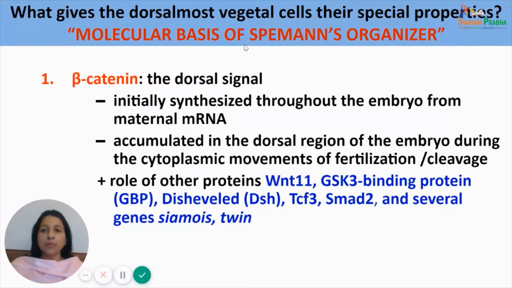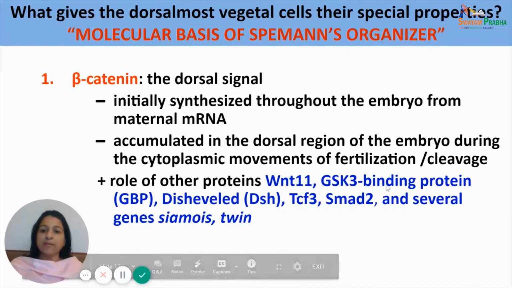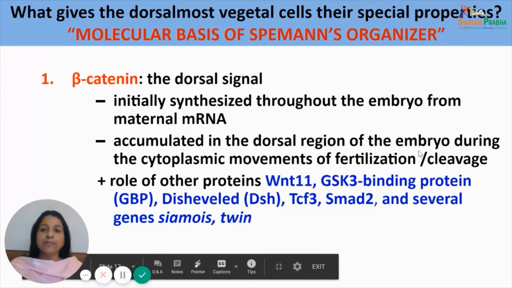The first and foremost molecule is beta-catenin, also known as the dorsal signal. Beta-catenin is initially synthesized throughout the embryo from the maternal mRNA stored in it. However, later it is accumulated in the dorsal region of the embryo during the cytoplasmic movements that occur during fertilization and early cleavage. Here, there is an important role of other proteins also, like Wnt11, GSK3 binding protein or GBP, Disheveled protein, TCF3, Smad2 and several genes like Siamois and Twin.